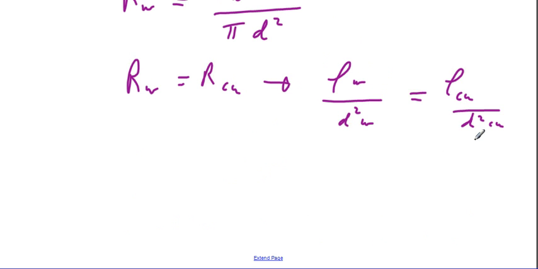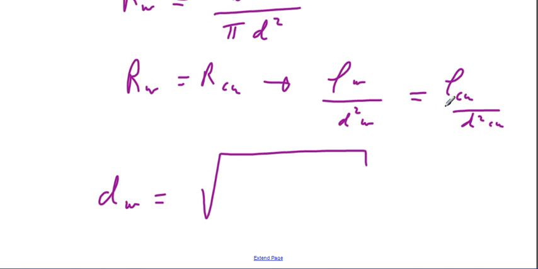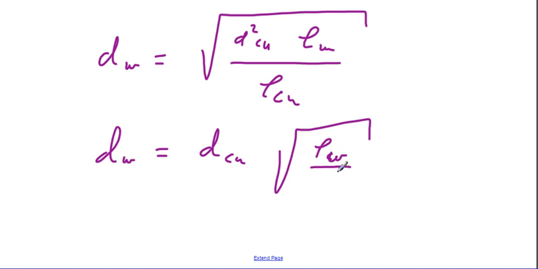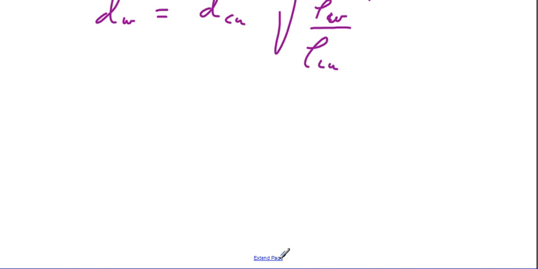Okay, so I know the diameter of the copper. I want the diameter of the other guy. So d tungsten is the square root of, okay, that one over there, this one over there, d squared of the copper, rho tungsten over rho copper. All right, and the d squared of the copper can come out. Okay, so the diameter of the other wire is the diameter of copper times the square root of the resistivities. All right.